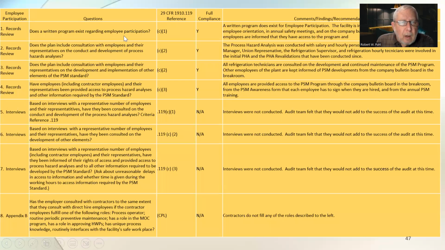Does a written program exist regarding employee participation? Remember we talked about that. There's the reference, C1. That's 29 CFR 119, C1. Okay, this is just a generic compliance audit, because it refers to OSHA, not the EPA. The EPA one refers to EPA numbers. So does the plan include consultation with employees? It just goes down here basically asking about every aspect of the standard.